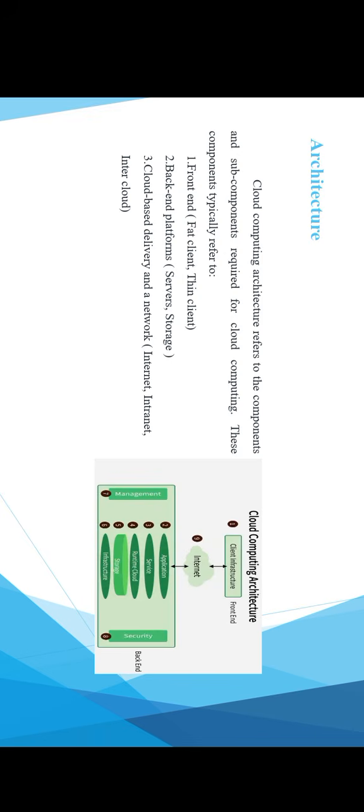The architecture of cloud computing. Cloud computing architecture refers to the components and subcomponents required for cloud computing. These components typically refer to the front end, the back end, and cloud-based delivery and a network. The front end means a fat client or thin client. The back end platform has servers or storage. Cloud-based delivery and network means the internet, intranet, or intercloud. These are the architecture structure of cloud computing.